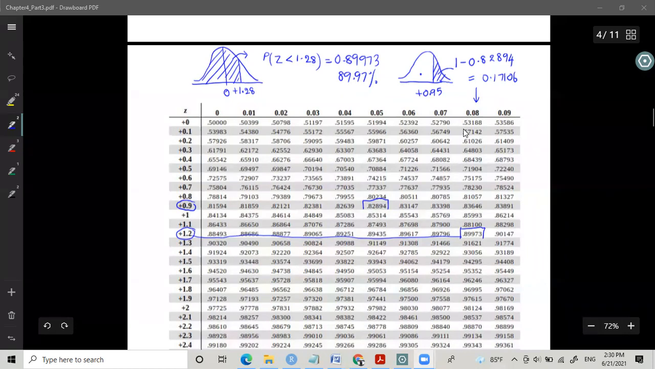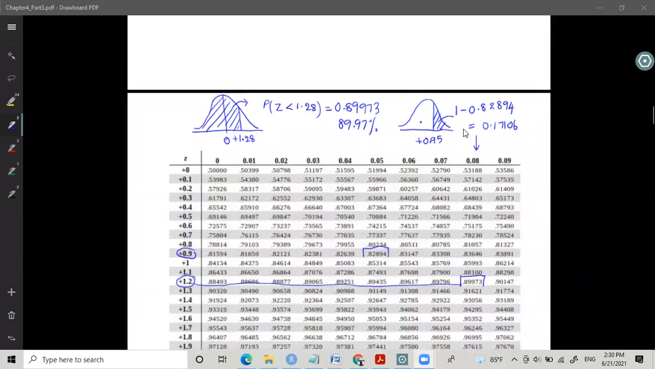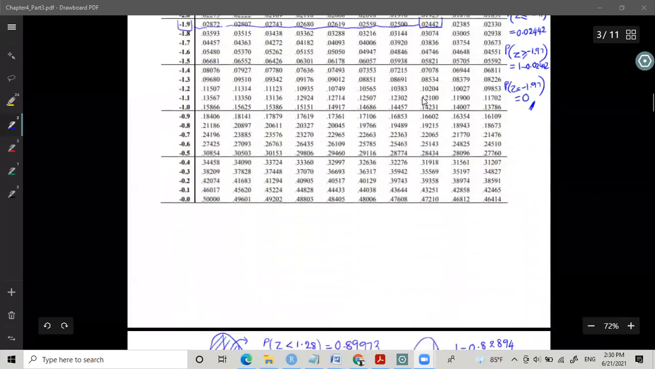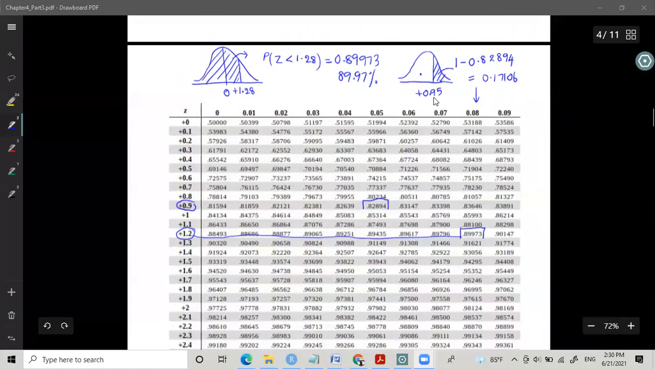See this colored area. Okay, so when you read the table for 0.95, what you get is always the left tail. See, the table explains it clearly: area to the left. The table always gives you the area to the left. So when you read 0.95, this 0.82894 is this area to the left. But what we want is the other side.